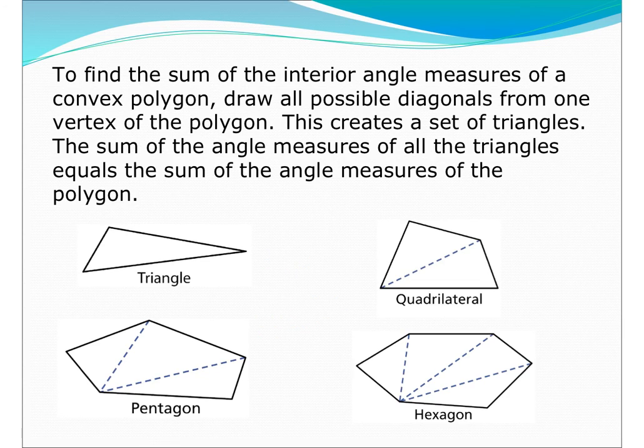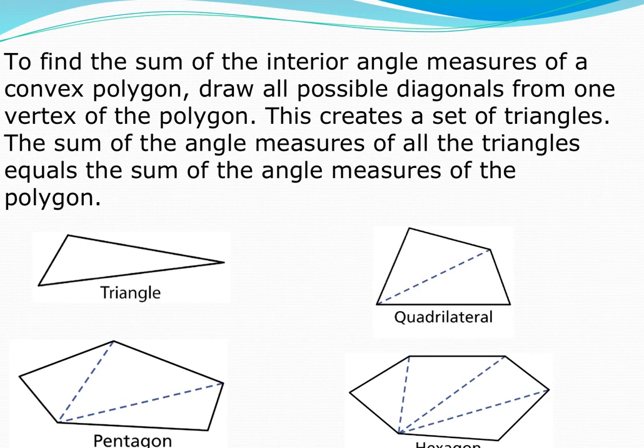All right, to find the sum of the interior angle measures of a convex polygon, draw all possible diagonals from one vertex of the polygon. This creates a set of triangles. The sum of the angle measures of all the triangles equals the sum of the angle measures of the polygon. Now, that sounds super confusing, okay? But let's take it one step at a time.